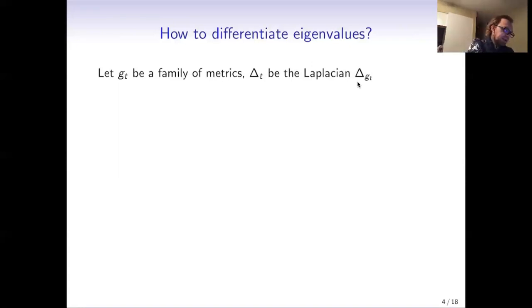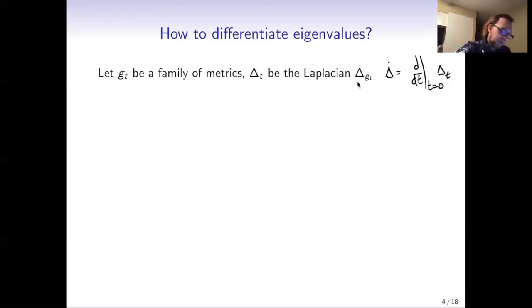Suppose we have some family of metrics g_t, and the Laplacian of this metric I'm going to just denote by delta_t, just to save time. And I'm going to be using dot notation, right? So for example, Laplacian dot is d/dt at t equals 0 of Laplacian_t. So in general, I'm going to be using dot to denote the derivative of anything with respect to t at 0.